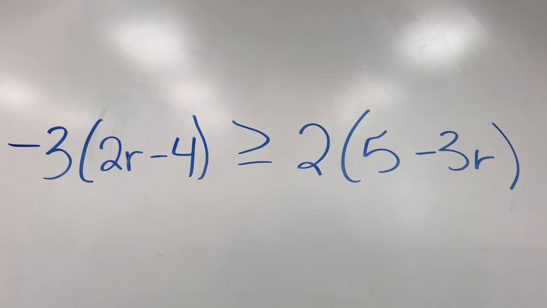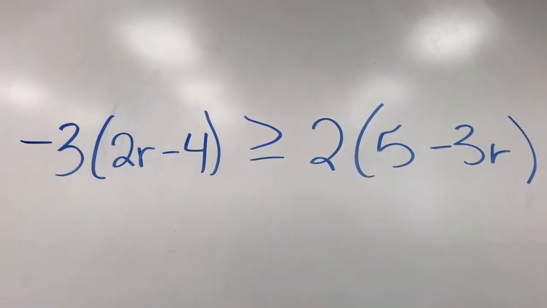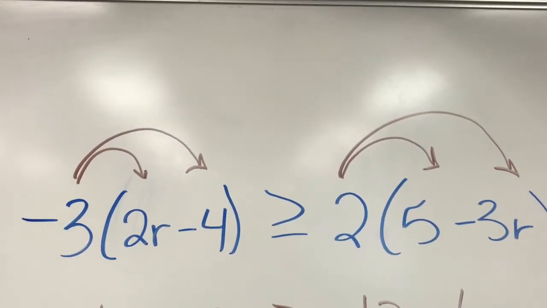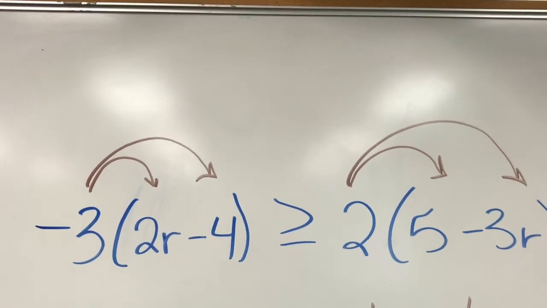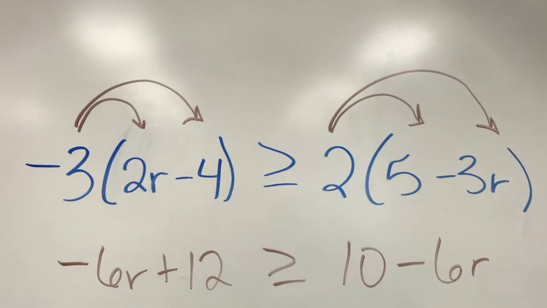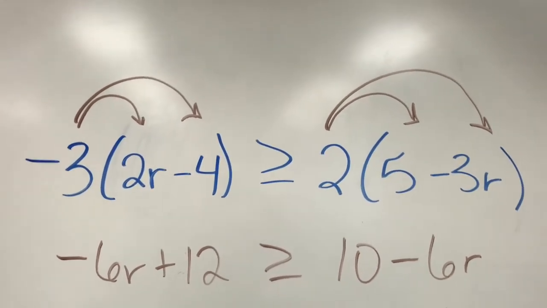This one is kind of a challenge for a couple of reasons. Pause the video and see if you can figure it out. Let's see how you did. Now the first tricky part is distributing a negative, so make sure you multiply that -3 through both of those. Then we have to attempt to get all the r's on one side.